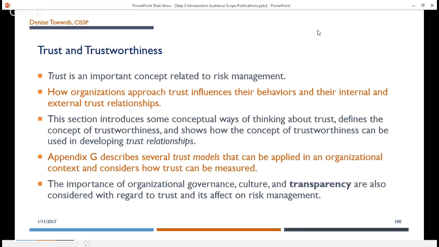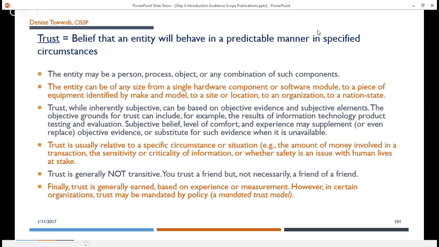Appendix G of NIST Special Publication 839 describes several trust models that can be applied in an organizational concept and considers how trust can be measured. The importance of organizational governance, culture, and transparency are also considered with regard to trust and its effect on risk management. So trust, what is trust?